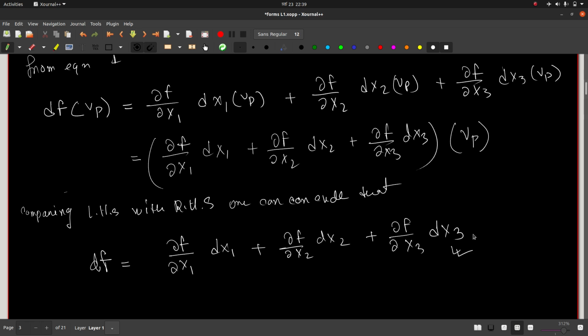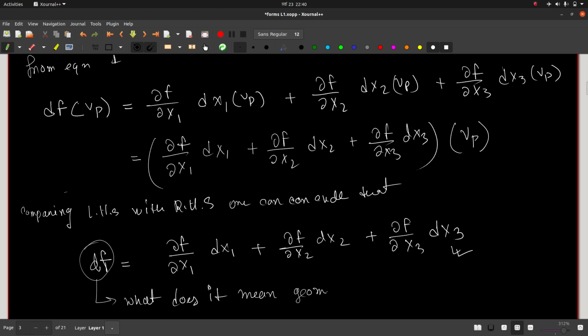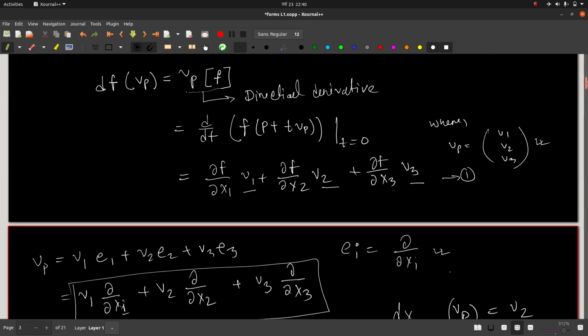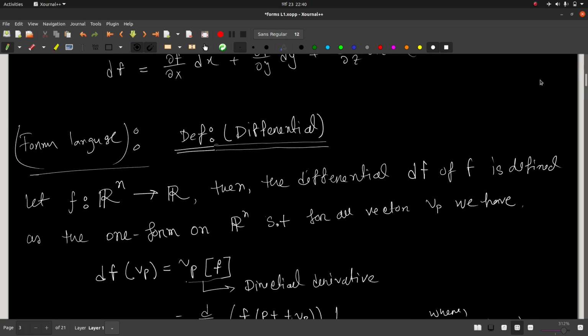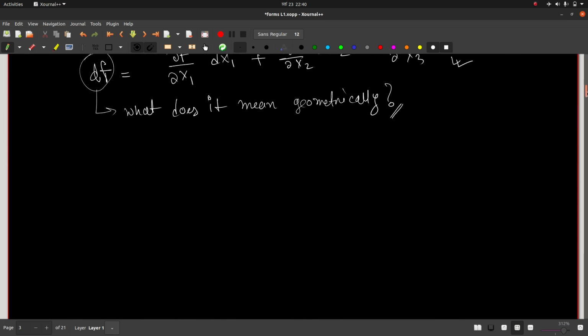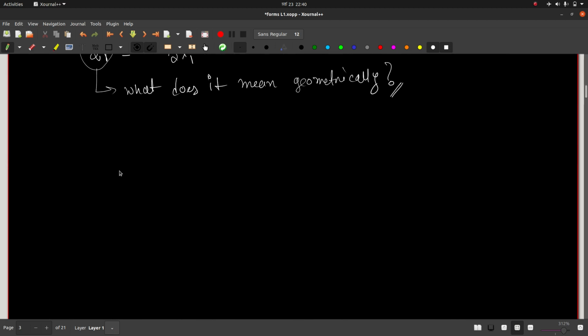Now the question is, what does this differential form actually mean? What does it mean geometrically? Well, let's look at the definition again. On the left hand side we are talking about this differential one form acting on some vector, but on the right hand side this is equivalent to a directional derivative, right?